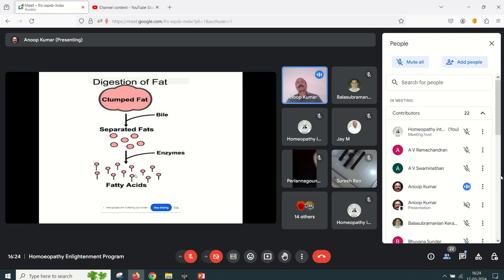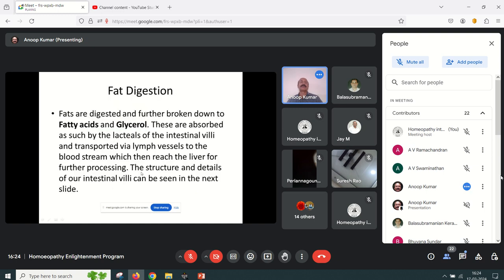So digestion of fat is like the clumped fat, the large one, is separated into smaller fat molecules, and then it is broken down by enzymes into fatty acids. Fats are digested and further broken down into fatty acids and glycerol. These are absorbed as such. So fatty acids and glycerol are not broken down further. They are absorbed as such by the lacteals of intestinal villi.